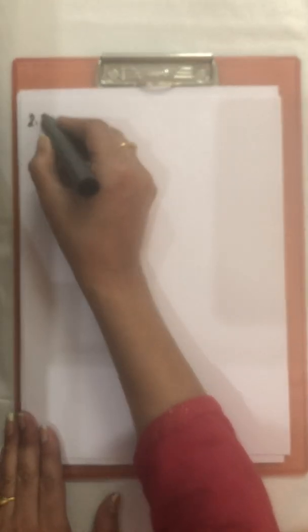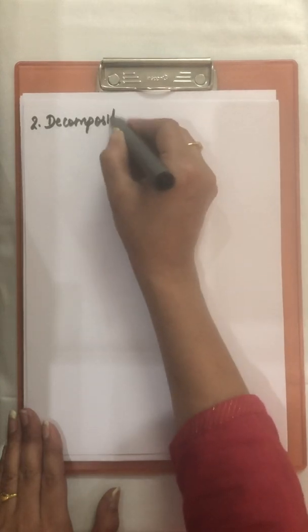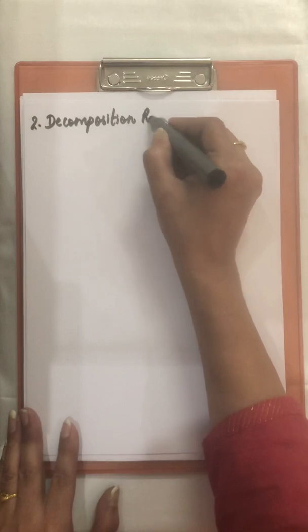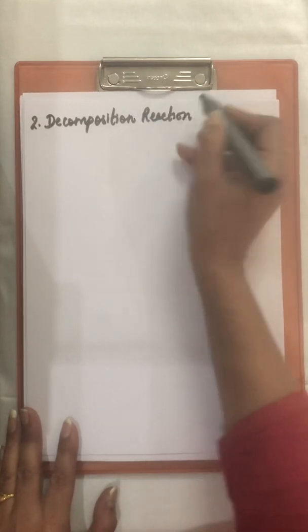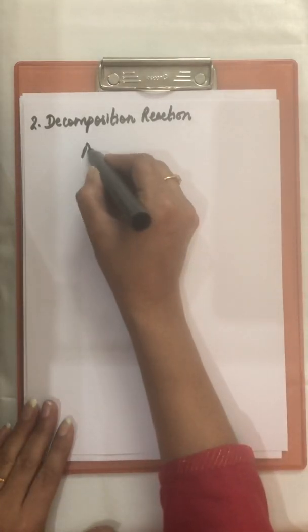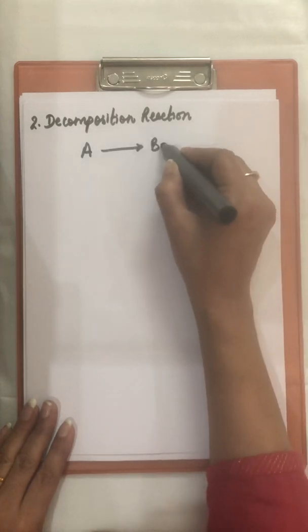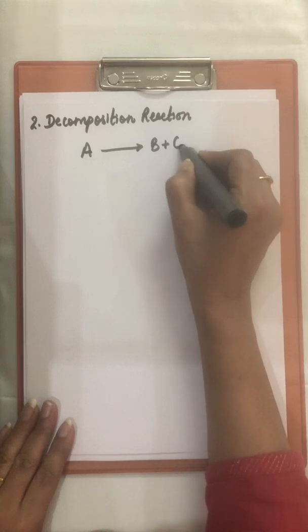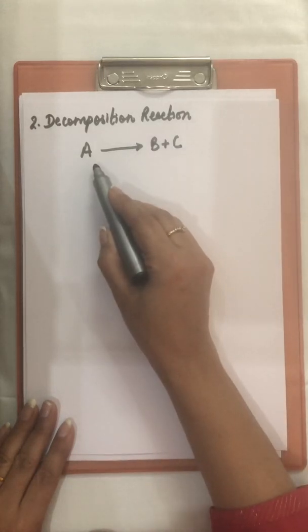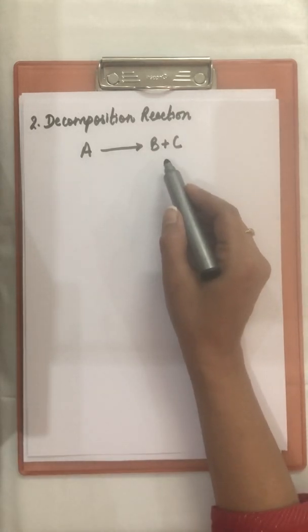Starting with the next type of chemical reaction. We have covered the combination reaction. Now we are moving on to the second type of chemical reaction, which is called decomposition reaction. In decomposition reactions, a single reactant breaks into two or more simpler products. Like reactant A decomposes to give simpler products B and C.